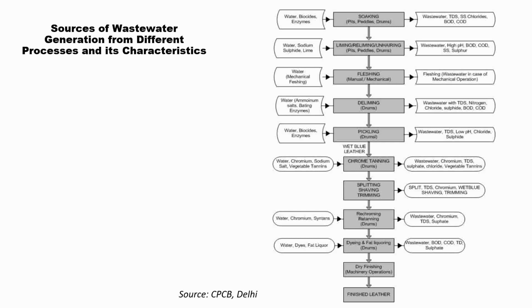Suppose we are talking about soaking. Here water, biocides, and enzymes are the input, and what will be present in the wastewater? There will be dissolved solids, BOD, COD, suspended solids, and chlorides. Similarly, there are a number of steps following, and on the left-hand side are the raw materials included, and on the other side the outputs. For a process like chrome tanning, which is a crucial part, dealing with chromium is mandatory, and it must be within the standard specified by the government. So it needs to be tackled very carefully.